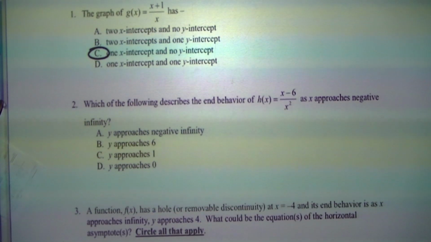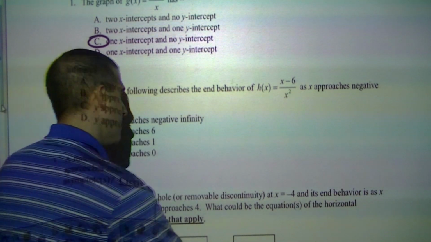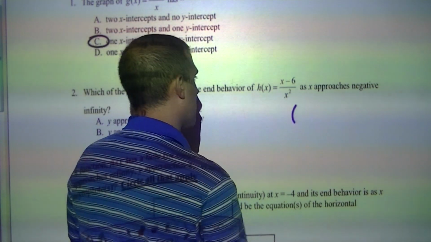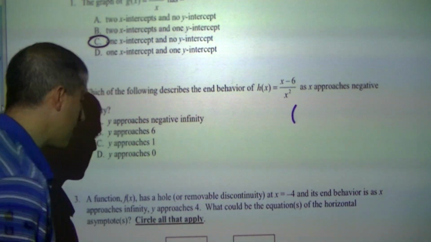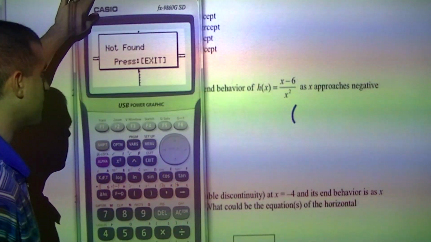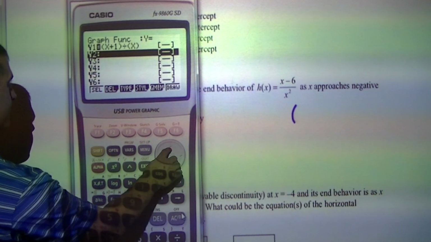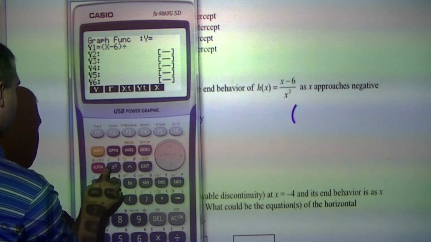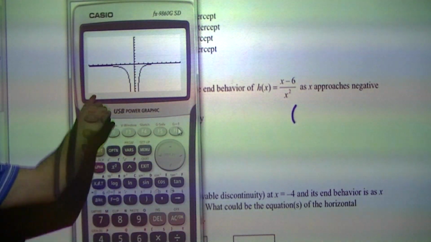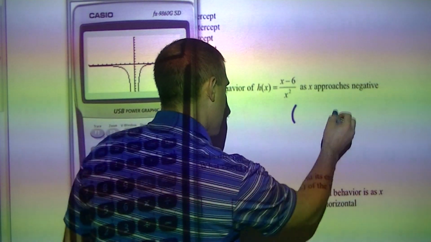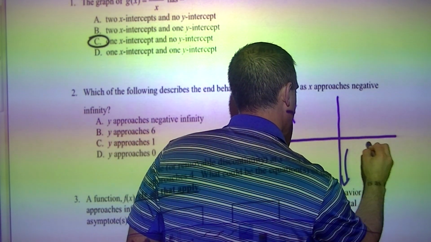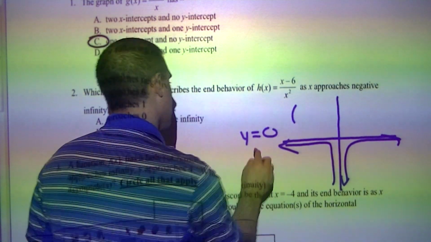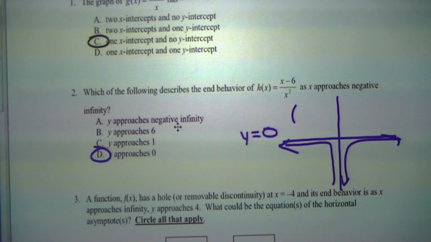Which of the following describes the end behavior of this? The concept here is we need to look at the horizontal asymptote. When we draw the graph, that's going to be x minus 6 divided by x squared. As you can see, it's approaching, the graph is doing one of these, where it's approaching this line right here, which is the y equals 0 line. So that's going to be the horizontal asymptote.